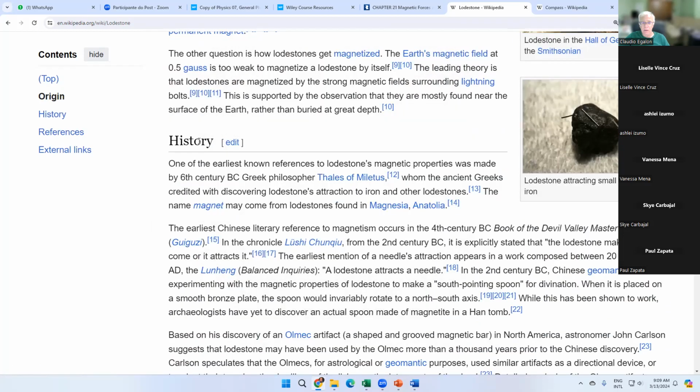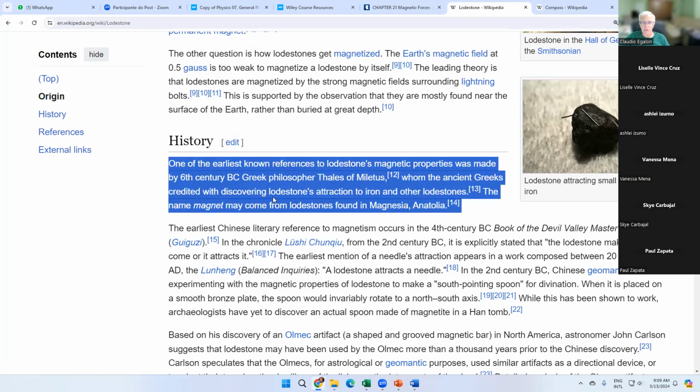Here you go, history. One of the earliest known references to lodestone's magnetic properties was made by the 6th century BC Greek philosopher Thales of Miletus. Okay, ancient Greece. So that's how far back in time we know about the magnetic properties of lodestone, which the ancient Greeks credit with discovering lodestone's attraction to iron and other lodestones.